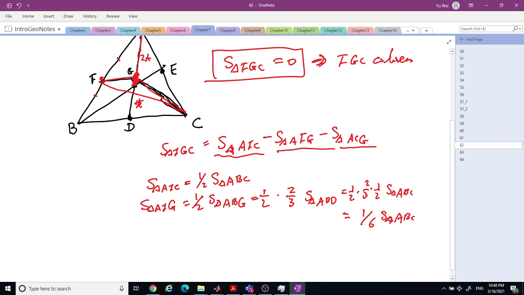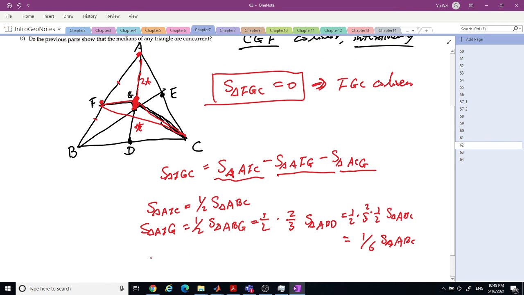Last piece, triangle ACG. The ACG is here, right? So it's a 2 and a 1, right? So the ACG is 2/3 of the triangle ACD, and the ACD is half of the triangle ABC. So this one is 1/3 of the triangle ABC, right?